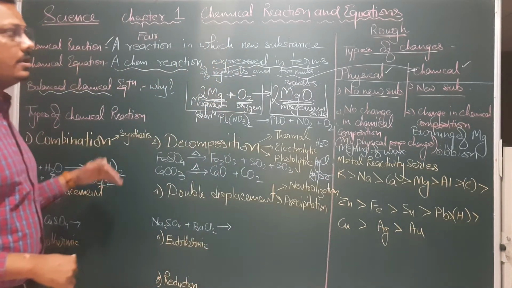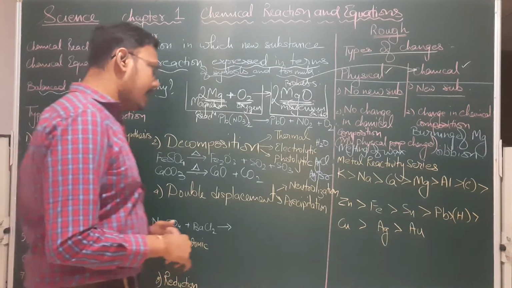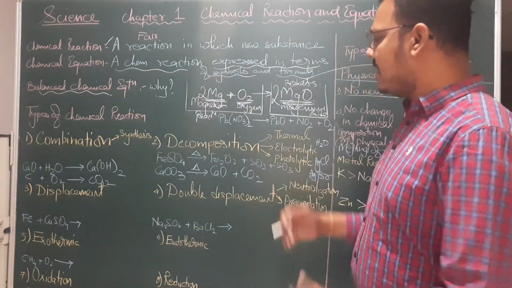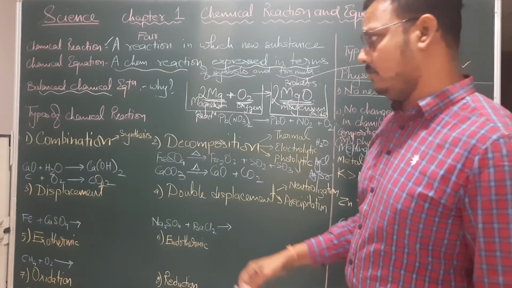Now coming to the next topic of the chapter, that is types of chemical reactions. So how many types of chemical reactions? I have noted 8 over here, as you can see.